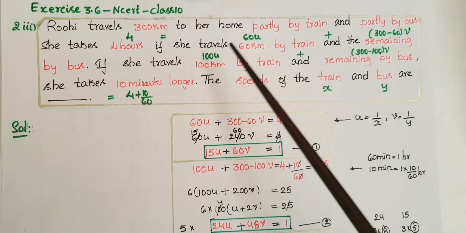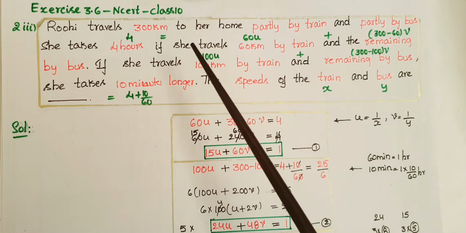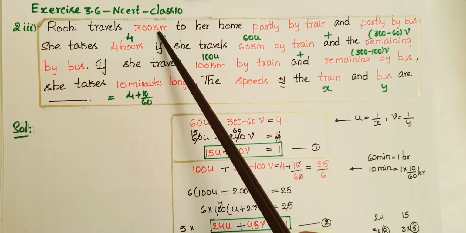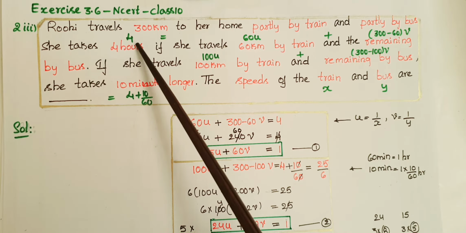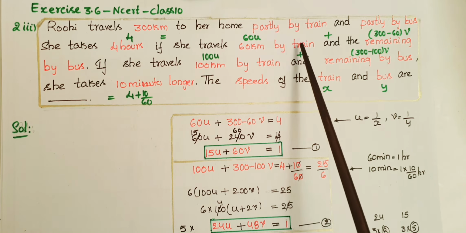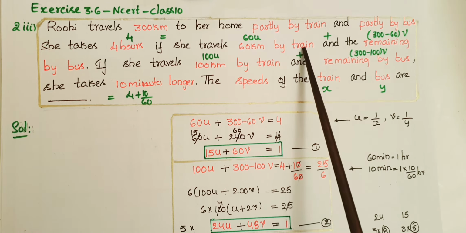This is the second problem from exercise 3.6 from NCERT class 10. Roohi travels 300 kilometers to her home, partly by train and partly by bus. So here the total distance is given, that is 300 kilometers. And she takes 4 hours, so total time is 4 hours if she travels 60 km by train and the remaining by bus.